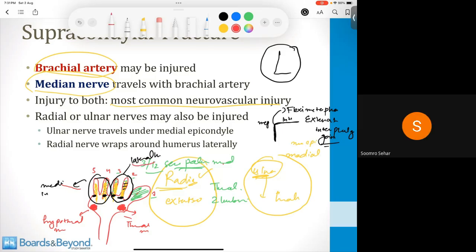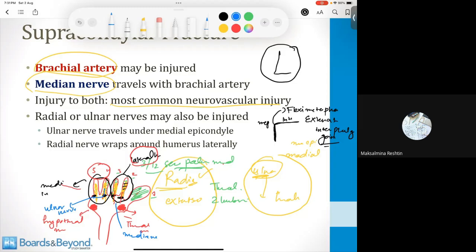So we have lateral lumbricals and we have medial lumbricals. The lateral two lumbricals are supplied by the median nerve. And the medial two lumbricals are supplied by your ulnar nerve. Okay, that's really important. We'll be discussing that in our hand module. But since we have these nerves here, we should discuss a little bit about that.